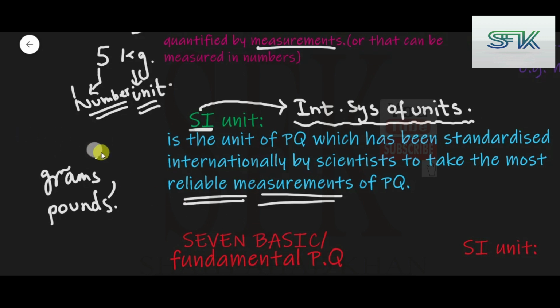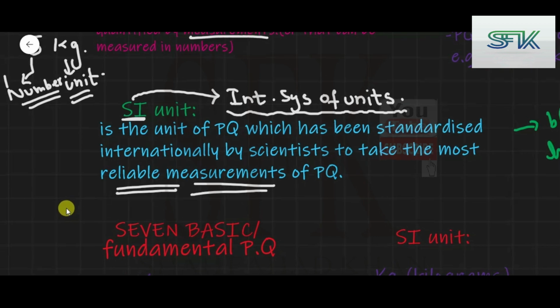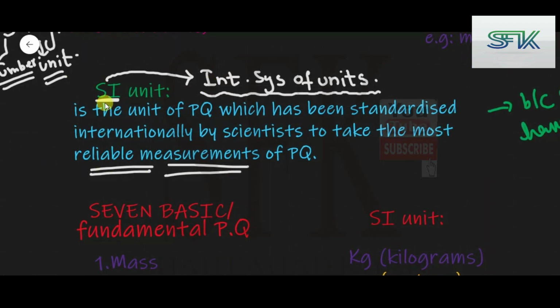So in order to standardize the units and get the most reliable measurements, scientists around the world agreed to use the international system of units, which gives them the most reliable measurement. This is a very important part because SI units are going to be used throughout the physics that you will study in your upcoming lectures and upcoming years. Even in your A levels, the SI units are used. Even in your O levels, the SI units are used. Wherever you study physics, SI units are used most frequently. So this is a very important part.